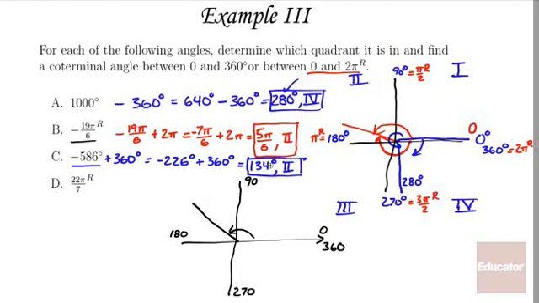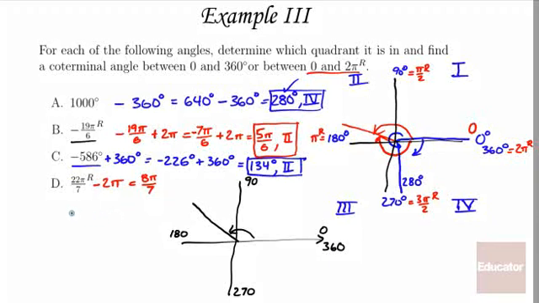So finally, we have 22 pi over 7, again given in radians. And the question is, is that between 0 and 2 pi? And it's not. It's too big. It's bigger than 2 pi. So let me subtract off a multiple of 2 pi. I'll subtract off just 2 pi, which is 14 pi over 7. So 22 pi over 7 minus 14 pi over 7 is 8 pi over 7.